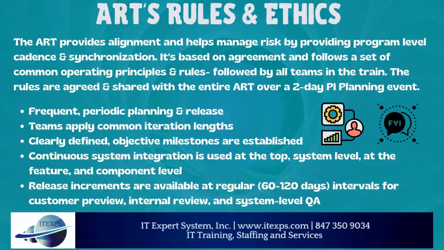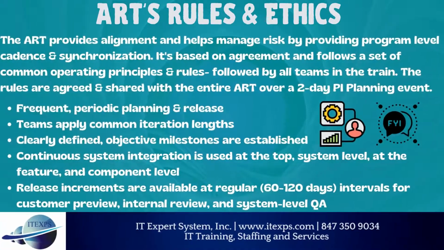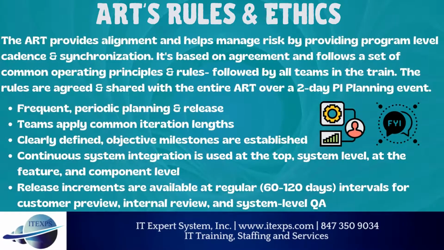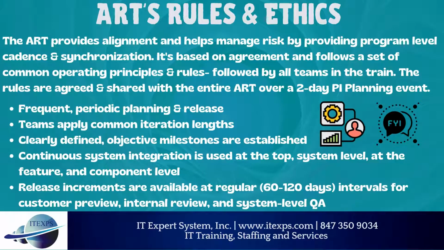Now, let's learn about the principles that govern the Agile Release Train. The Agile Release Train provides alignment and helps manage risk by providing program-level cadence and synchronization. It is based on agreement and adoption of a set of common operating principles and rules which are followed by all teams who are part of the train. The rules are agreed and shared with the entire ART over a 2-day PI planning event.